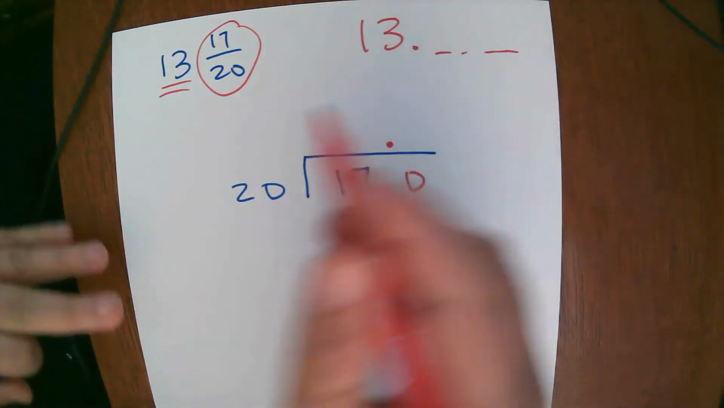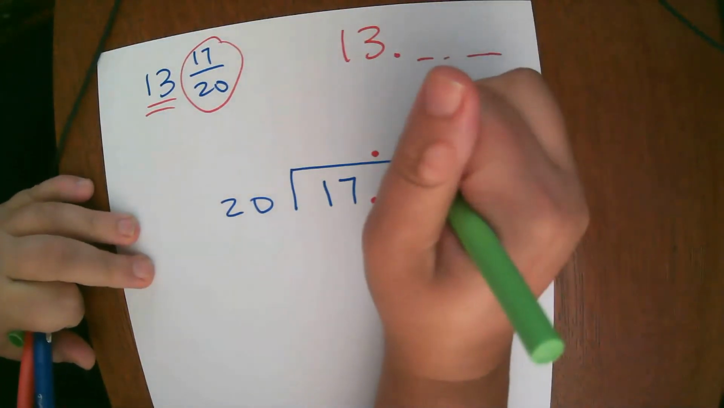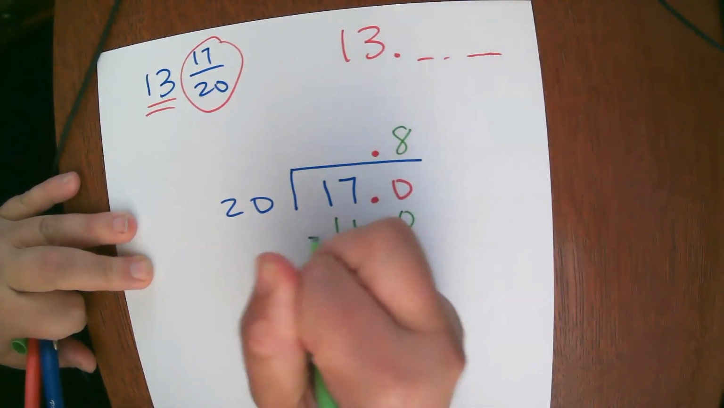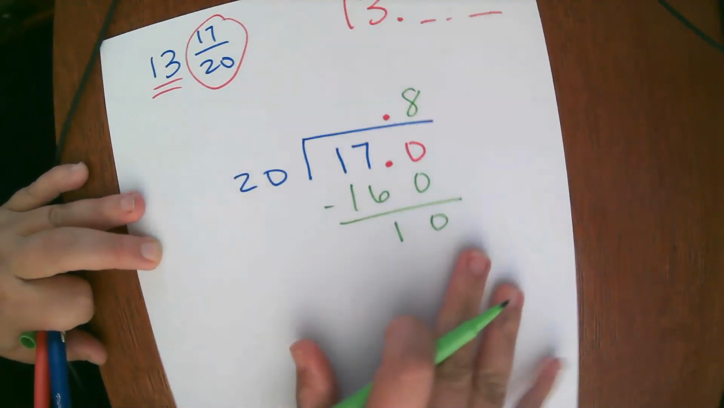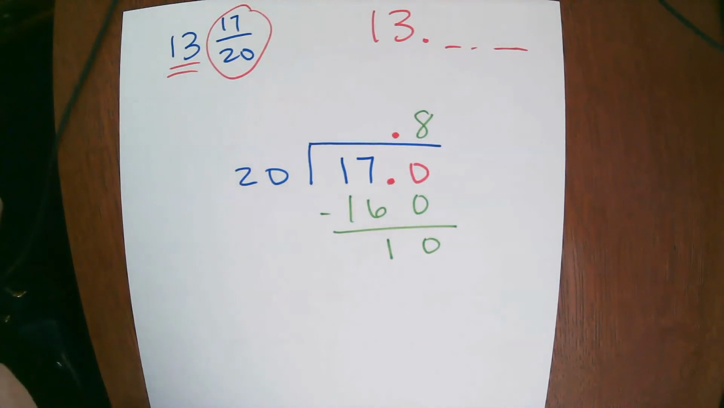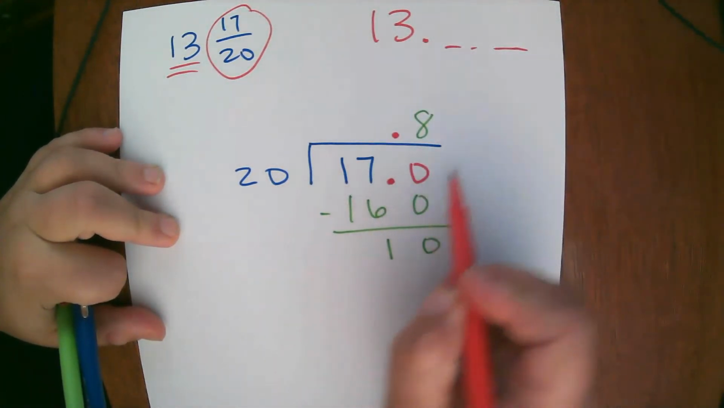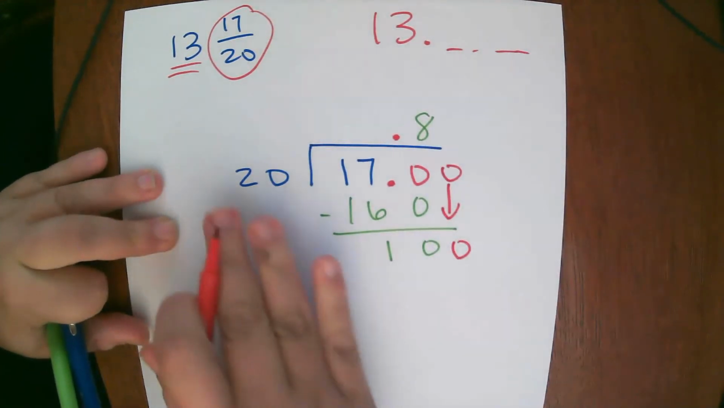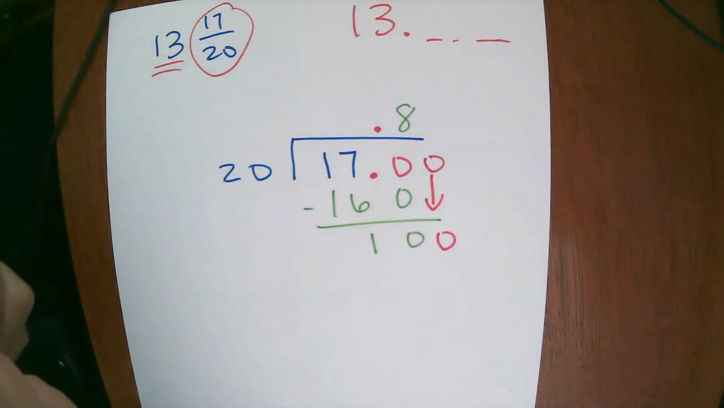20 times 5. Let's see. 20 times 8, 160. So that works, right? So it goes in 8 times. 20 times 8, 160. Subtract. 10 left over. Can 20 go into 10? No. So what should we do? I hope you said add a 0, because remember there's a decimal there, so I can keep adding zeros forever.